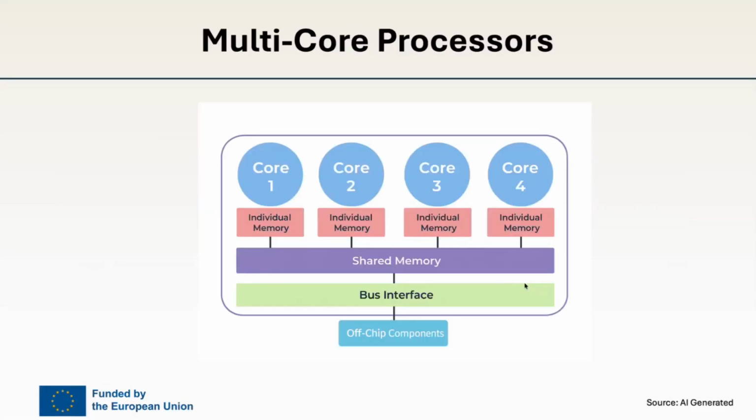So this is how a typical multi-core processor looks like. So you have a series of cores, and each core has its own individual memory, and then these cores communicate using a shared memory, which is shared by one or more cores. And then the communication happens over a bus interface, and then the whole multi-core chip communicates with other chiplets or other components using an off-chip component interconnect.